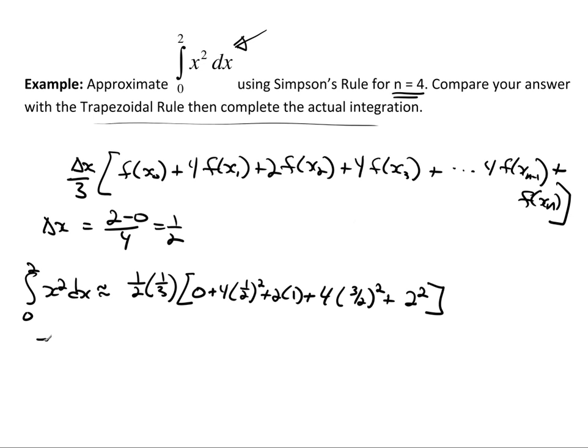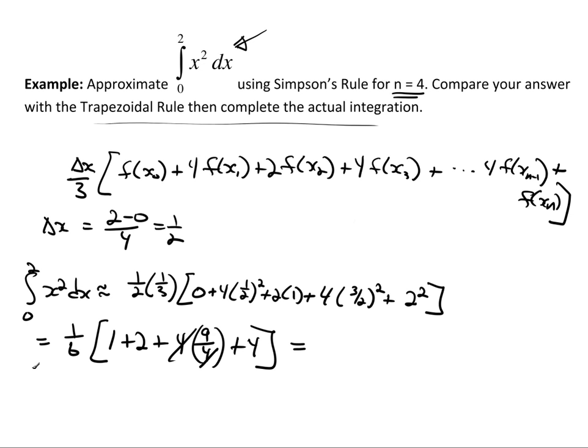So this is going to be equal to, let's see, 1/6 times 4 times a fourth, that's 1, plus 2, plus 4 times 9/4. Obviously the 4s cancel, plus 4. And so that's going to give me 16 over 6, which reduces to 8 over 3.